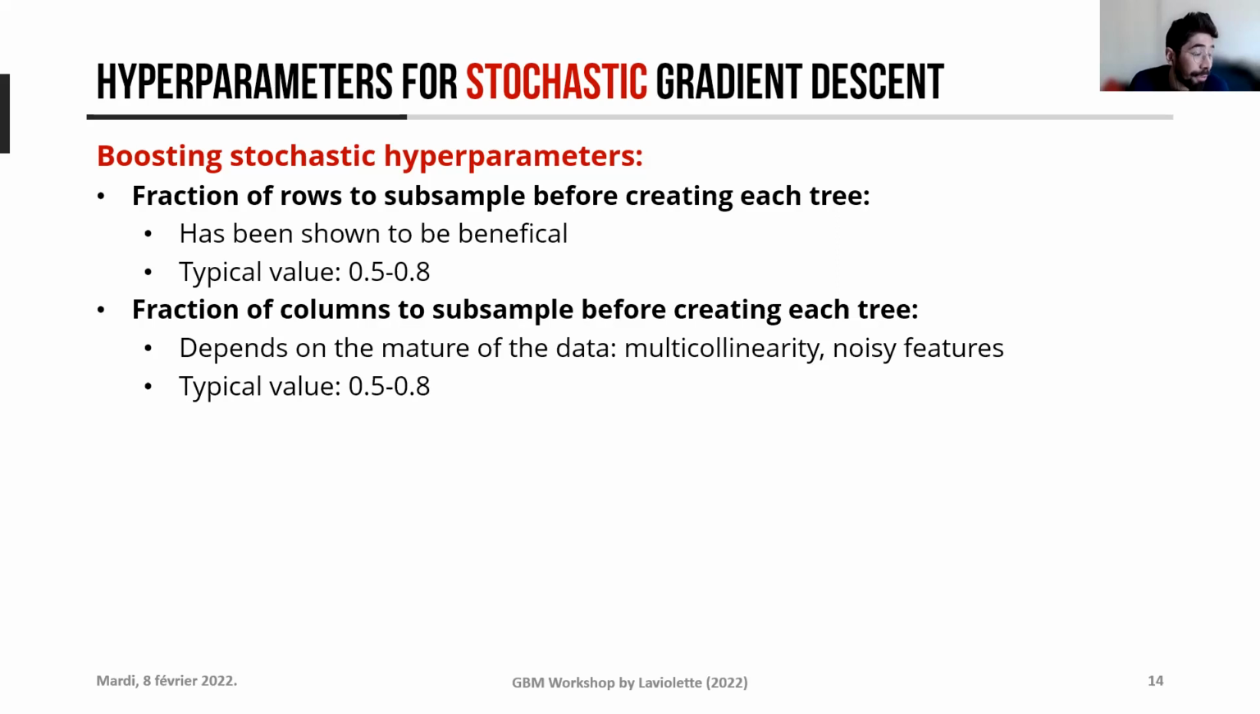Another way is by fractioning columns, and this can be useful in some ways. What does it mean to subsample columns? Let's say we have 10 variables, and our value for this is 0.8. So it means that at each tree, we only use 8 of our 10 variables. So we exclude 2 variables. We don't use these for creating our new tree. And then for the next tree, we use 8 variables among our 10 variables. It could be the same ones, it could be different. Every time it's different. And this way we subsample the columns.